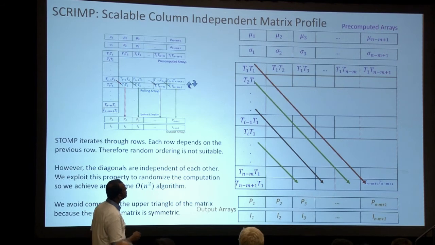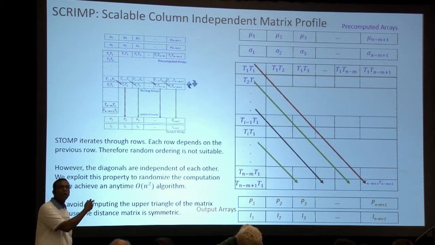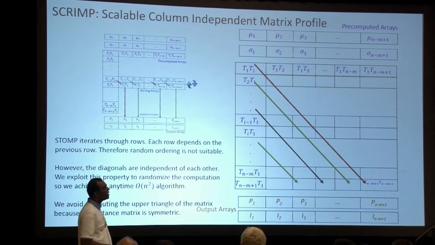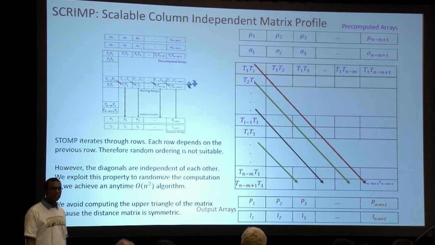So basically, instead of row by row processing, we randomize the processing of the diagonals, because diagonals are independent of each other. As you see, this value depends on the value diagonally in the previous column or row. Similarly, this value depends on the previous row and column value. So you can randomize these diagonals and calculate the distance profile in that way, and again have the anytime property, which we call Scalable Column Independent Matrix Profile.